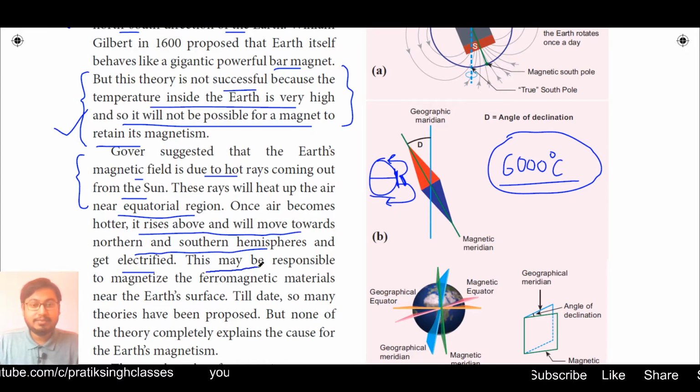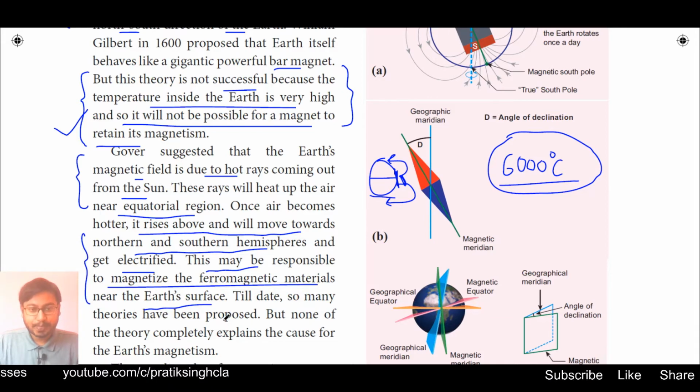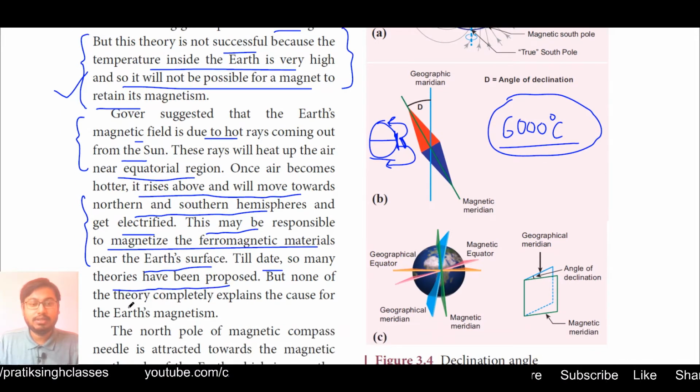This may be responsible to magnetize the ferromagnetic materials near the Earth's surface. He said that because of this reason the ferromagnetic materials, ferro means iron, those materials which contain iron, will become magnetized. Till date so many theories have been proposed, but none of the theories completely explains the cause for Earth's magnetism.